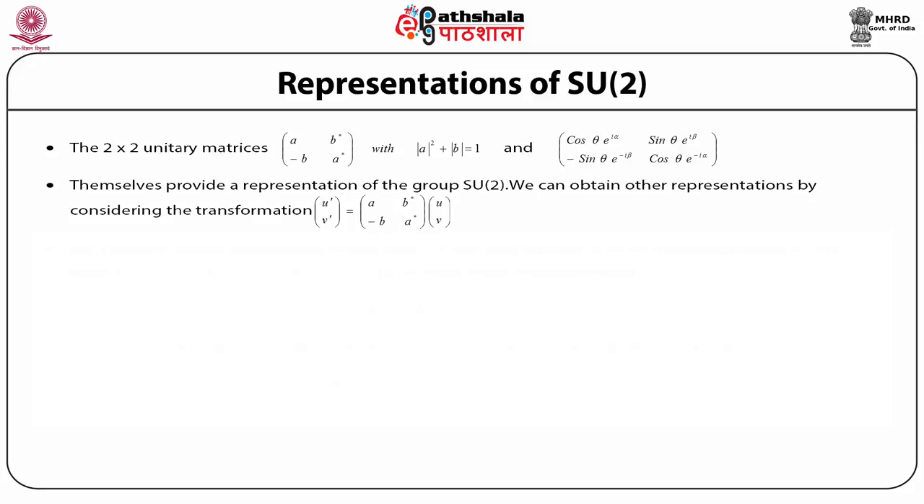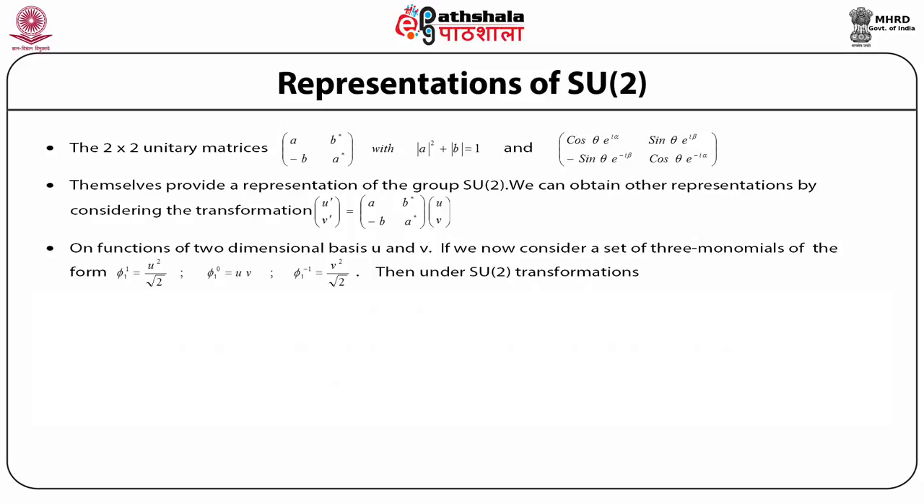These matrices themselves provide a representation of the group SU2. We can obtain other representations by considering the transformation on a basis vector U and V. Let us consider the transformation of U prime V prime by the matrix A, B star, minus B, A star acting on U V. We have the basis U and V. Now we construct three monomials from these bases: phi 1 1 is equal to u square by root 2, phi 1 0 is u multiplied by v, and phi 1 minus 1 is v square by root 2.